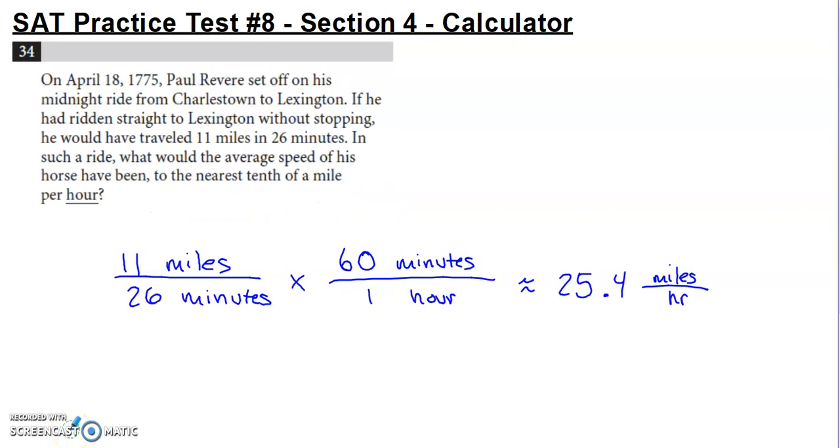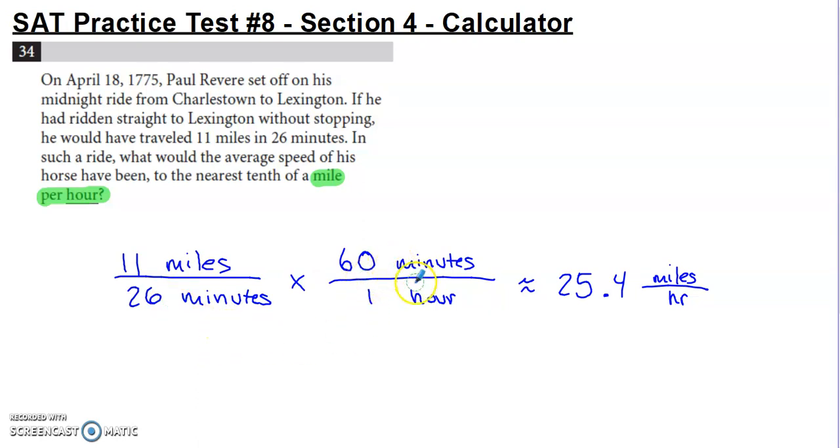So here they're talking about Paul Revere. If he would have ridden straight to Lexington without stopping, he would have traveled 11 miles in 26 minutes. In such a ride, what would the average speed of his horse have been to the nearest tenth of a mile per hour? So you have to pay attention to units here, right? They want the units of this answer to be in miles per hour, and they do want us to round to the nearest tenth. So I know I have 11 miles traveled across 26 minutes. So if I just take 11 miles divided by 26 minutes, that would give me the average speed in miles per minute. Well, I need to turn that into miles per hour.